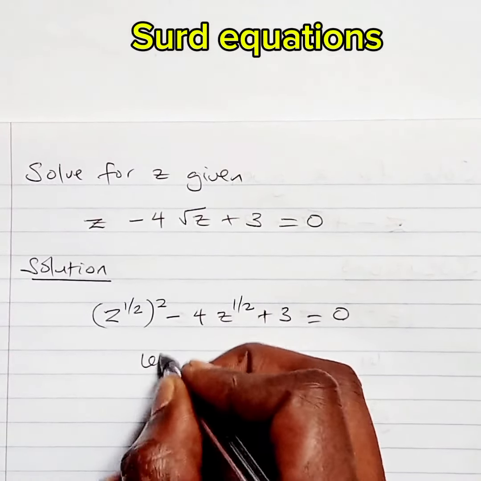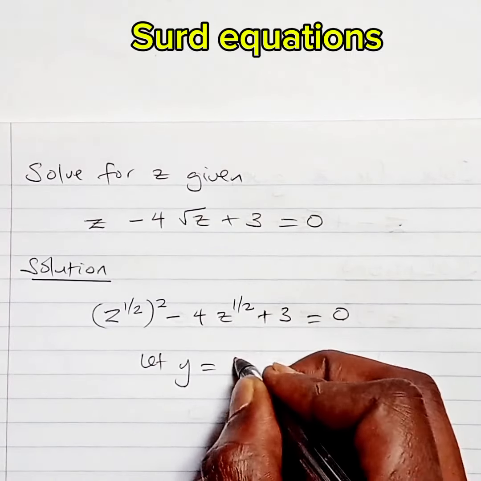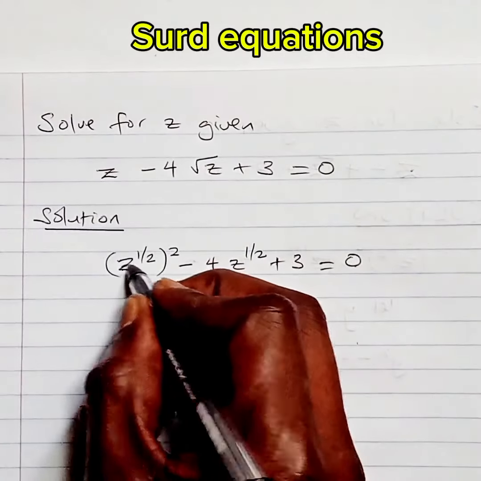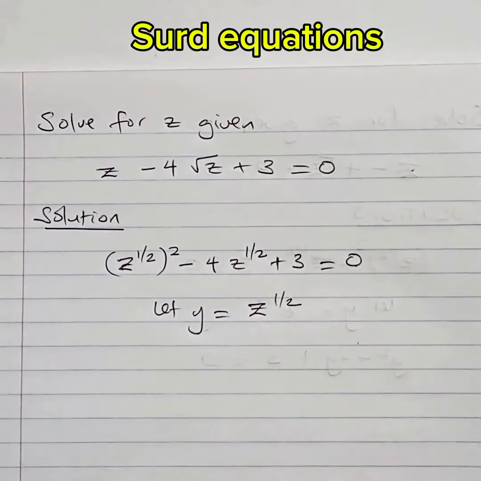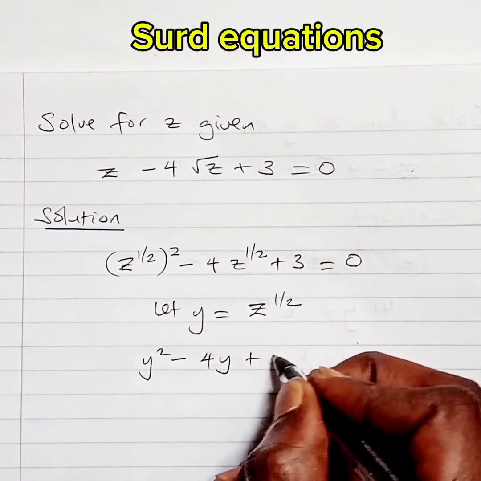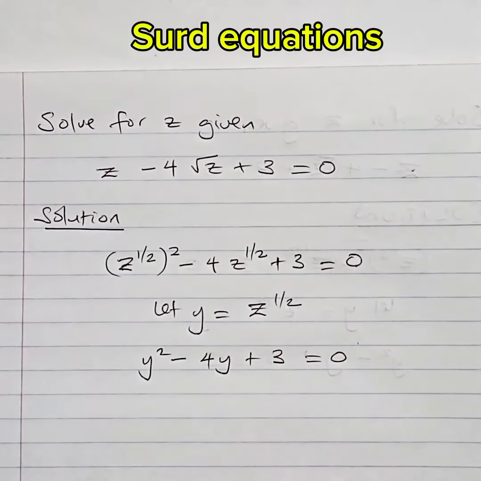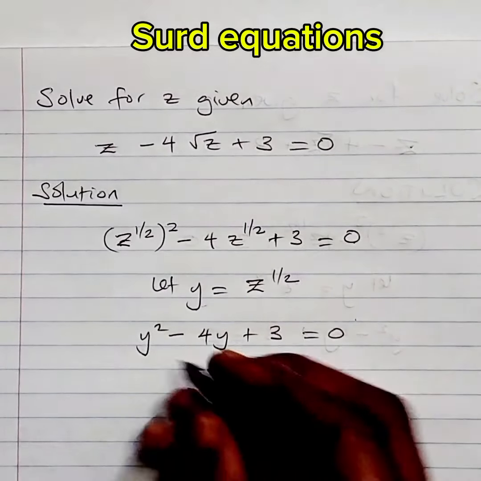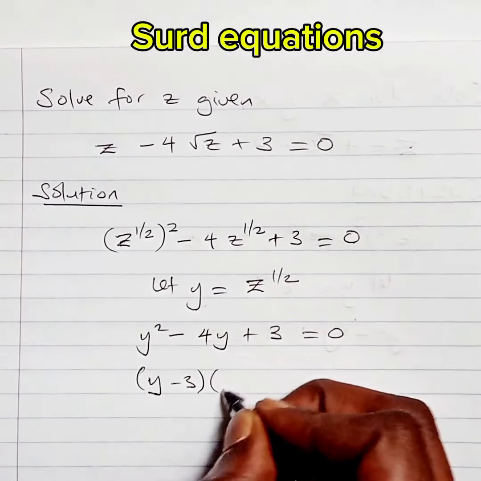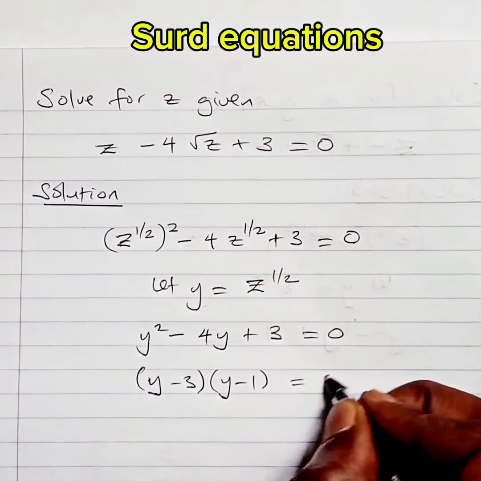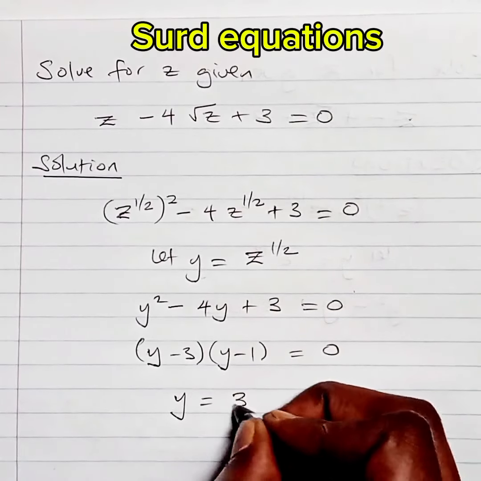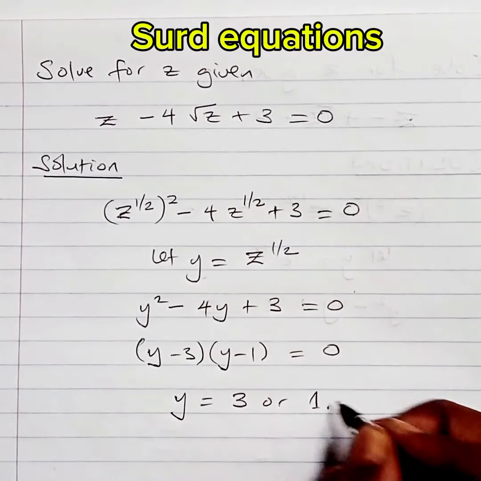Next, we let y equal z to the power of half. Now we are going to put that y in there. So we are going to get y squared minus 4y plus 3 is equal to 0. Now we solve for y. We factorize by inspection: (y minus 3)(y minus 1) is equal to 0. Now we are going to say y is equal to 3 or 1.